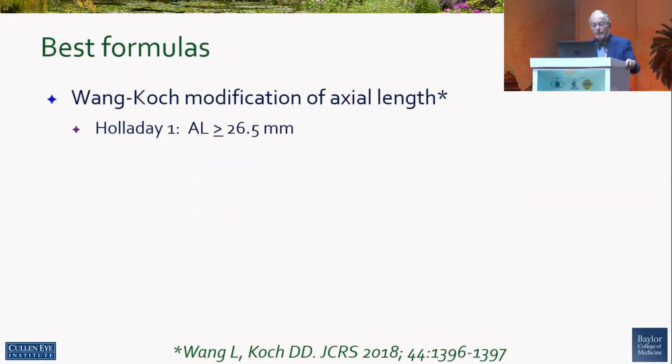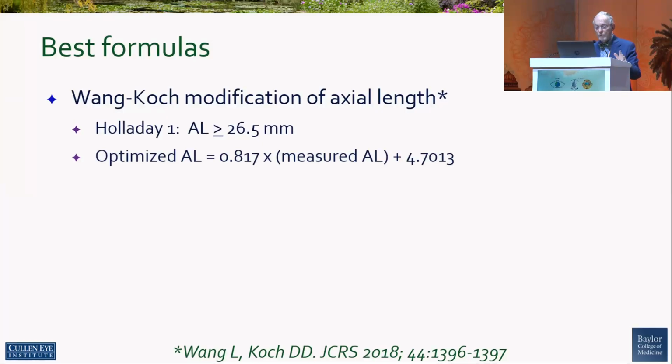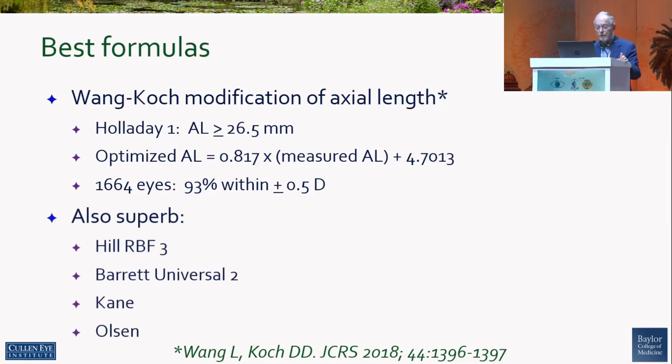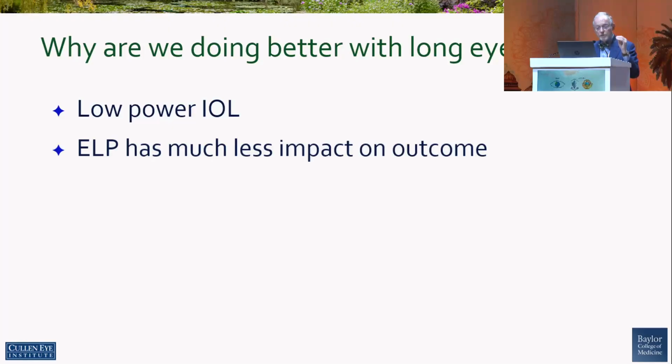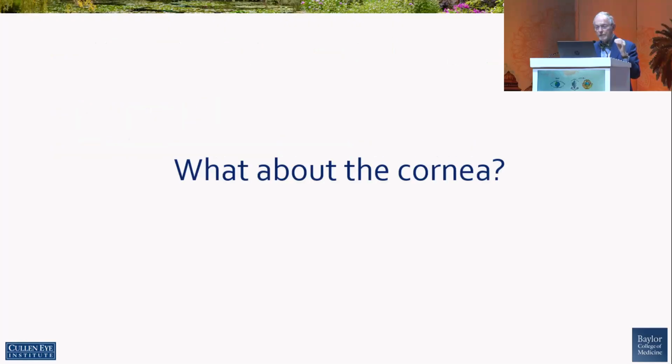Long eyes we're doing better. The first real breakthrough was our Wang-Koch modification, where we took the axial length and we put it through a formula, and we just looked at analysis of 1,600 eyes, and we had 93% within a half diopter. So we do very well with long eyes, and you also have access to great formulas now with the Hill RBF, the Barrett, the Kane, and the Olson. And we're doing better with them because the power of the IOL is low, and so the ELP has much less impact on outcome.